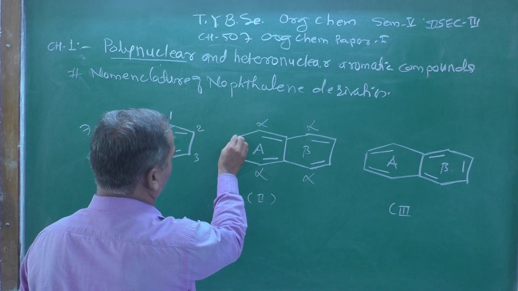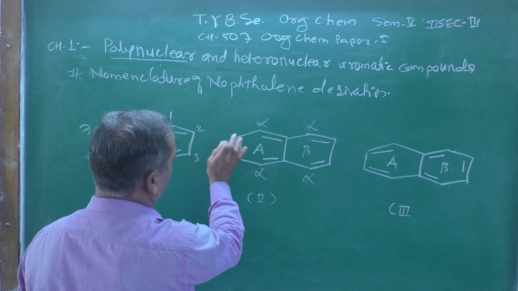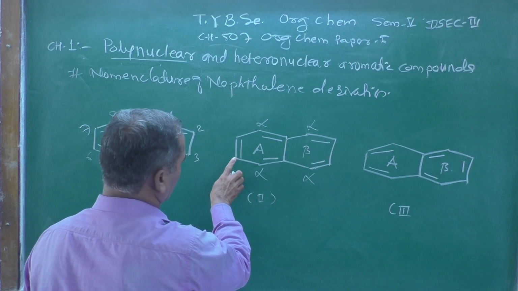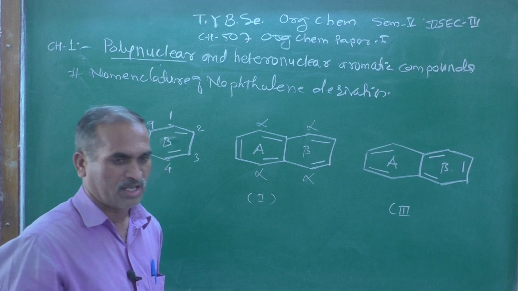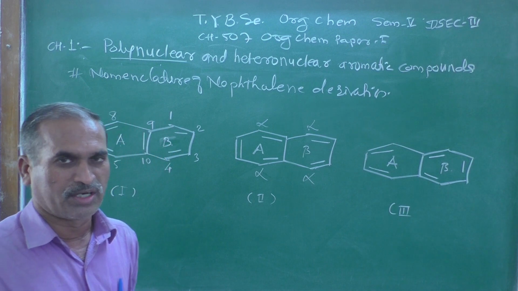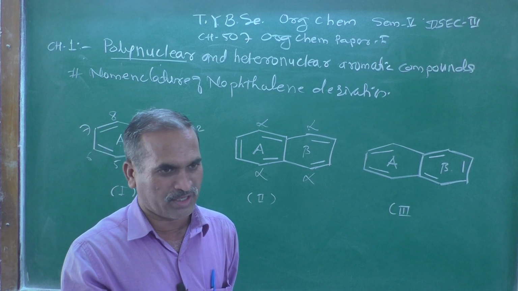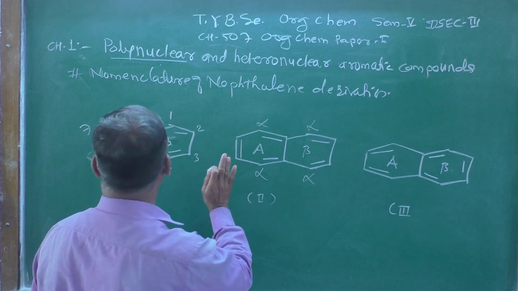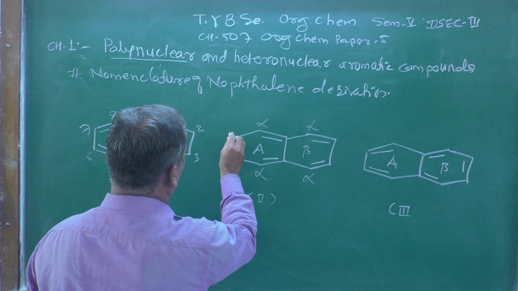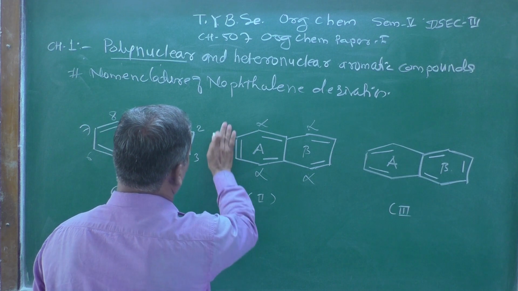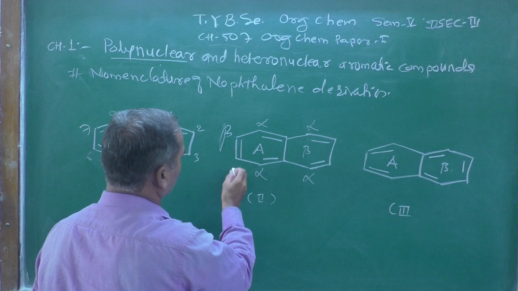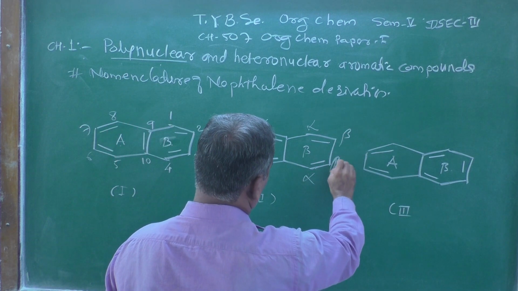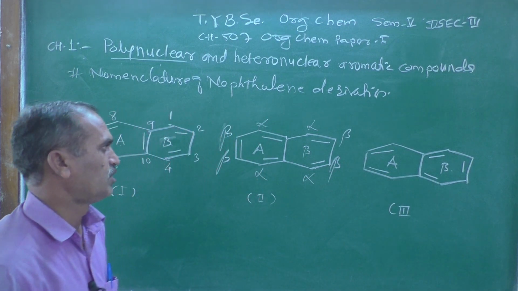Now another, if you observe this position and this position, and this position, are these positions identical or different? Yes, all these positions are different from alpha, and therefore I am labeling that position as beta. This would be a beta. This would be a beta. This will be a beta. Look at here.